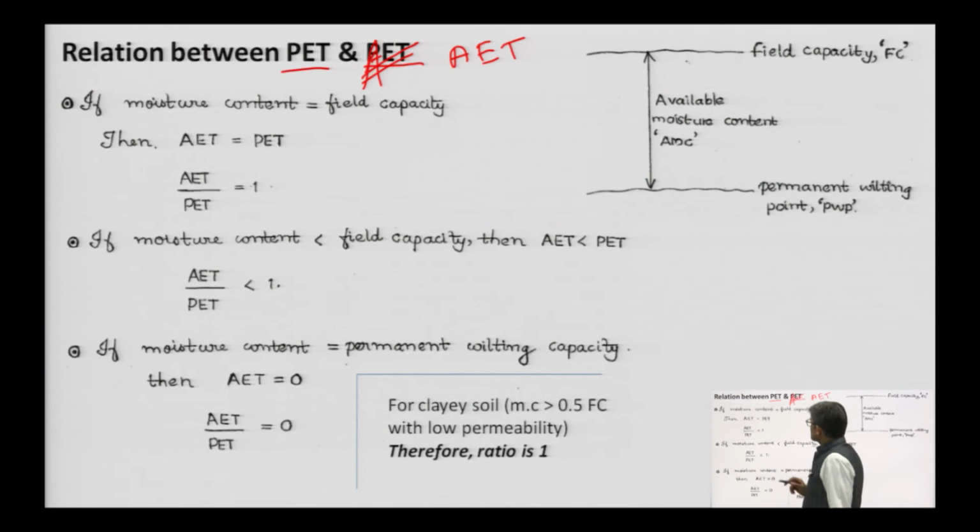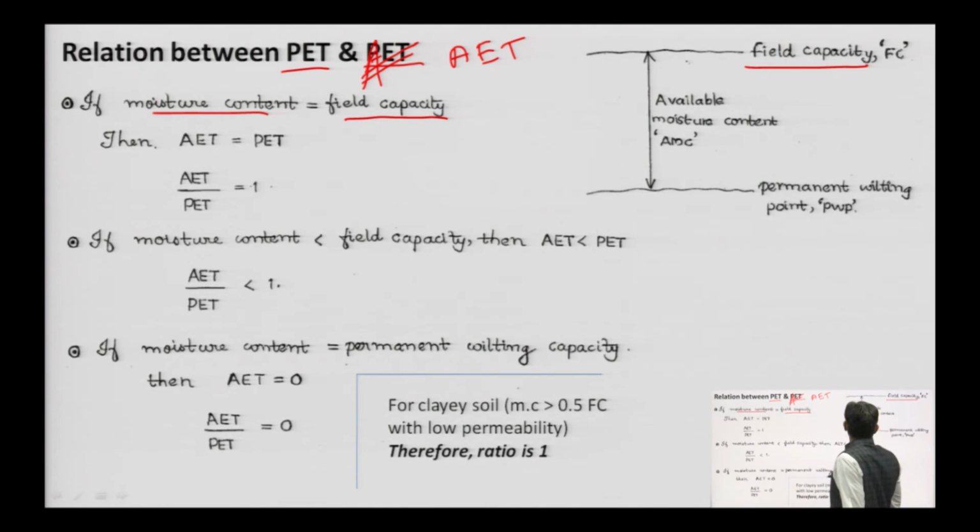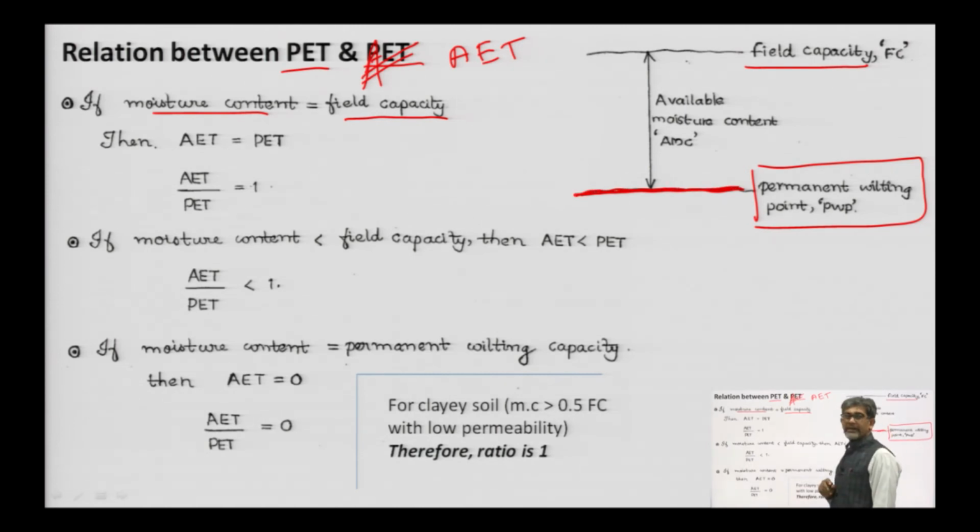So, if moisture content is equal to field capacity, what is field capacity? Field capacity is the maximum capacity to store the water within the soil. And there is one more thing, which is the permanent wilting point. Permanent wilting point is the moisture content below which the plant cannot survive on the soil.